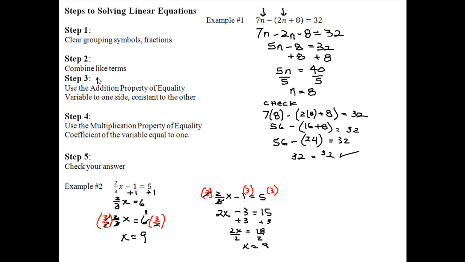The two key steps are step 3 and step 4. Addition property of equality means you can add the same number to both sides of the equation. It doesn't affect the solution. And the multiplication property of equality, if you multiply both sides of the equation by the same number, it gives you an equivalent equation. It doesn't affect the solution.